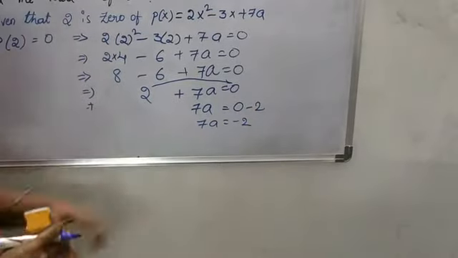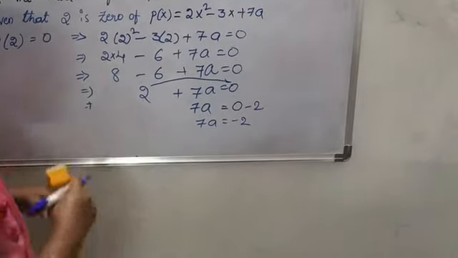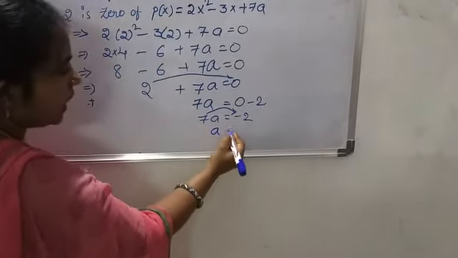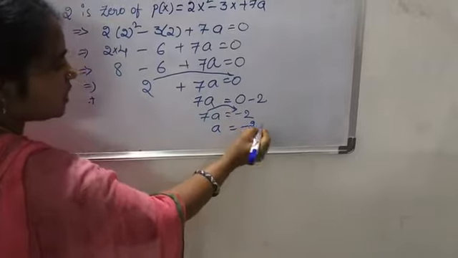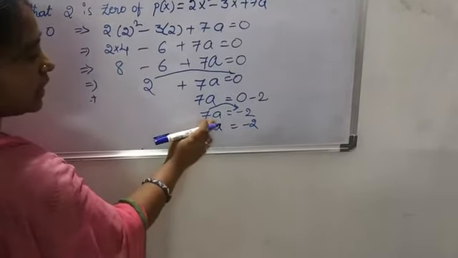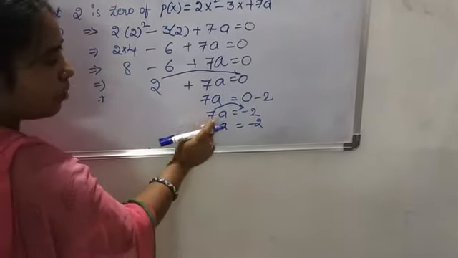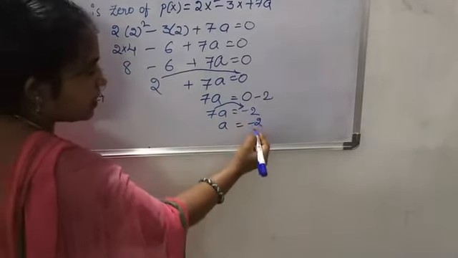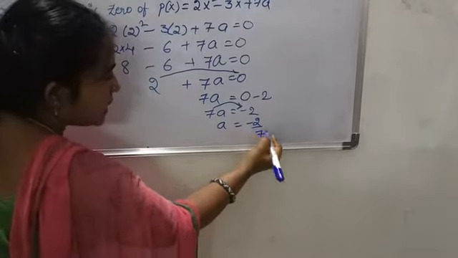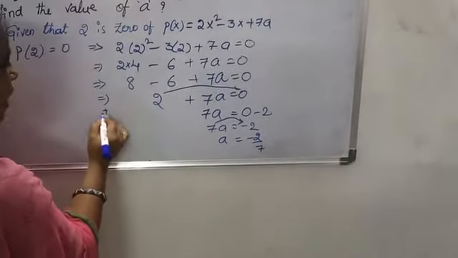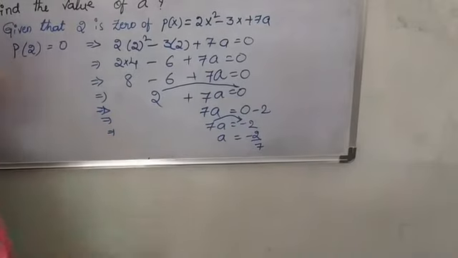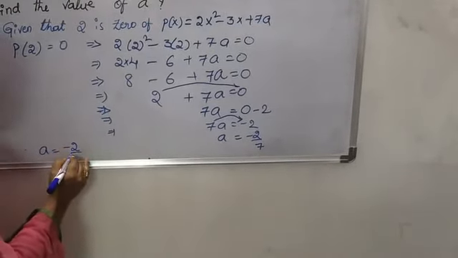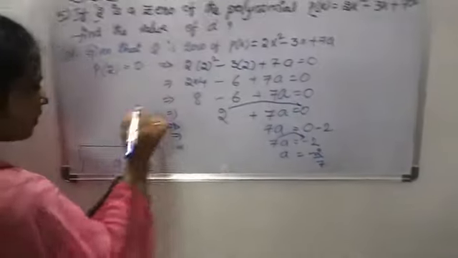Again we are getting not only a, it has 7 with it. 7 also transposes from LHS to RHS. Remaining is a. A is equal to minus 2 on this side. In the relation between 7 and a, there is no plus symbol and no minus symbol, so it is treated as multiplication. Multiplication becomes division on the other side, divided by 7. So the value of a is equal to minus 2 by 7. Okay.